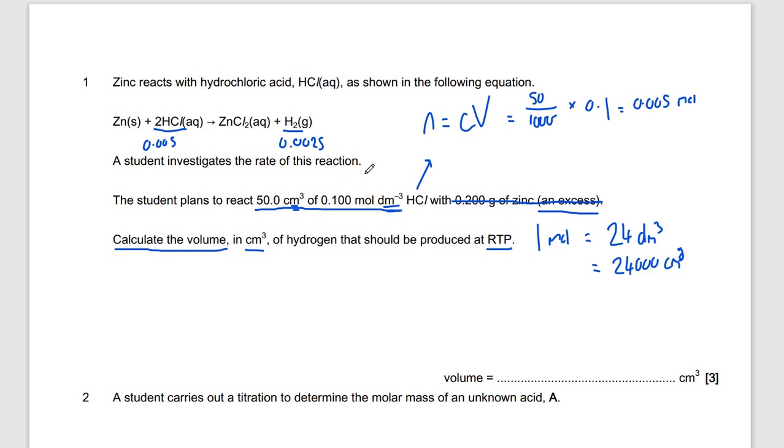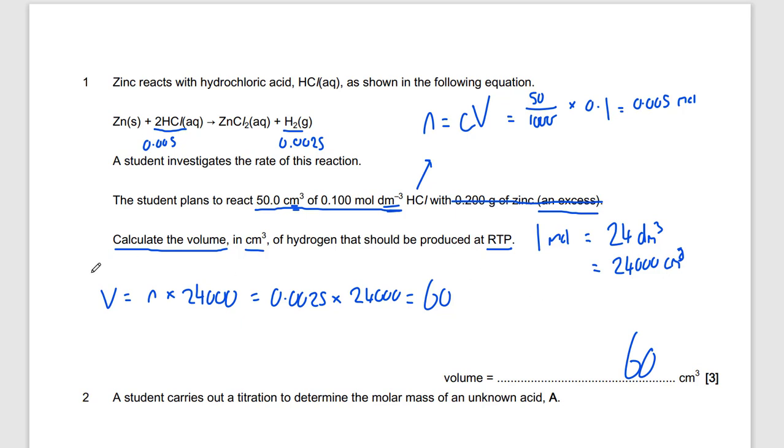So all we've got to do to work out the answer in centimeters cubed is essentially multiply the number of moles by 24,000. So let's do that, shall we? In order to work out the volume, V equals number of moles times 24,000 to get it into centimeters cubed, which is 0.0025 multiplied by 24,000, which gives us 60. Nice round number, and our answer is 60. There we go. Nice and straightforward.